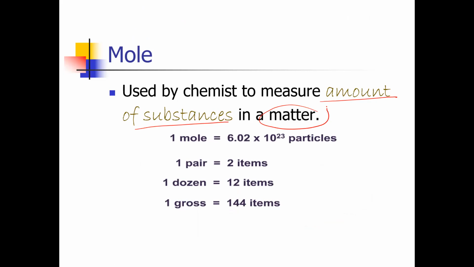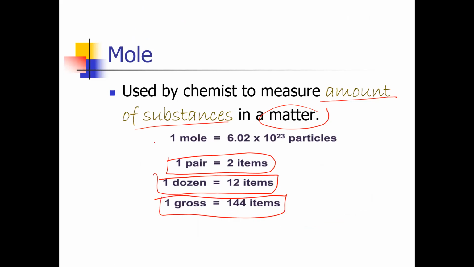Like I told you just now, 1 pair is 2 items, 1 dozen is 12 items, 1 gross is 144 items, 1 mole is 6.02 times 10 to the power of 23 particles. And I've taught you before, particles are divided into 3. Molecule, ion, atom: missing in action. Always remember missing in action. Molecule. What's I? Ion. Very good. What is A? Atom. Excellent.